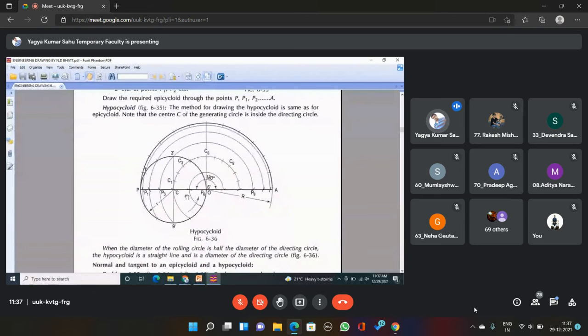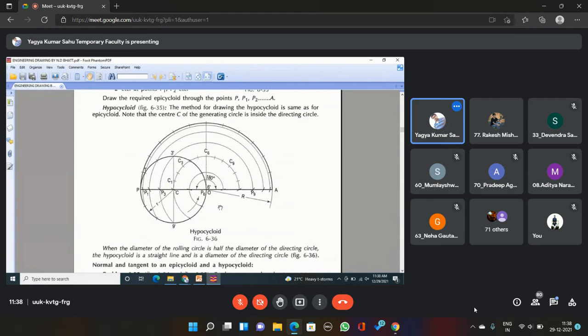So this is the figure of that hypocycloid. In this, you can see the diameter of the rolling circle is exactly half of the directing circle. So this PA is nothing but the hypocycloid. So remember this, okay? This can come in a direct question in the exam: when the diameter of the rolling circle is half of the directing circle, then what about the hypocycloid?